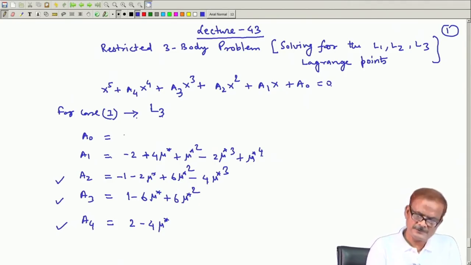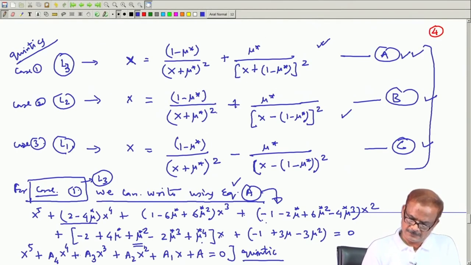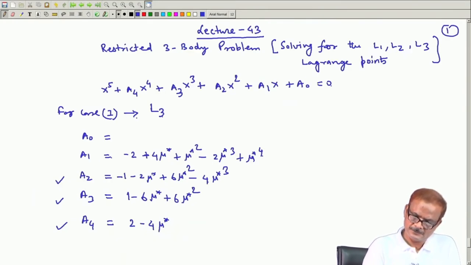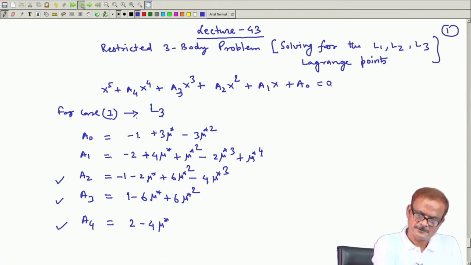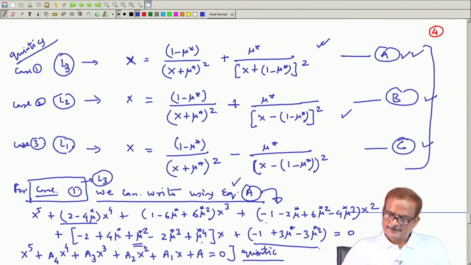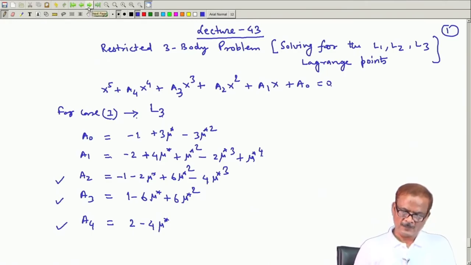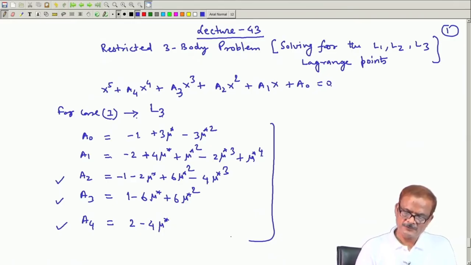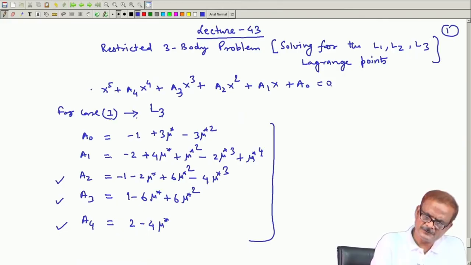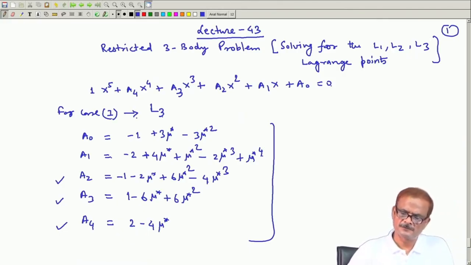And a0 is here the quantity minus 1 plus 3 mu star minus 3 mu star square. So, these are the coefficients of the polynomial, and the coefficient of x to the power 5 appears as 1.